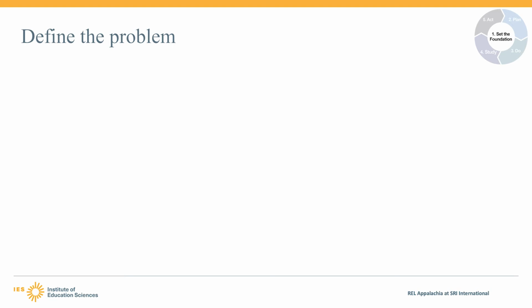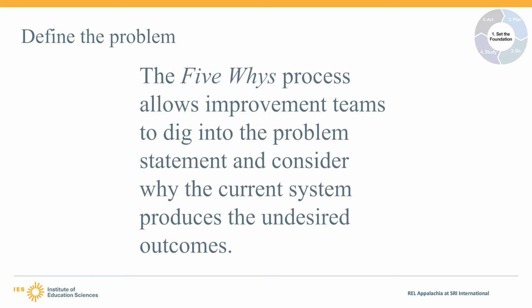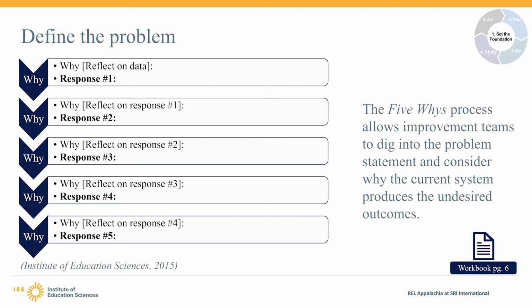Once the data are analyzed, the 5 whys process is an activity teams might use to get to the root of the school's problem of practice. When using the 5 whys process, remember to focus on reasons within a school's control, such as school policies and instructional practices, rather than reasons beyond the school's purview, such as student characteristics and family backgrounds.